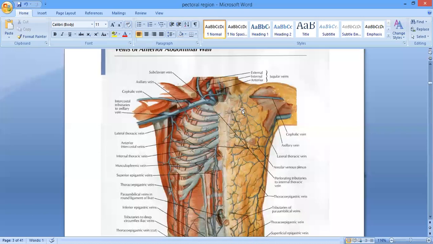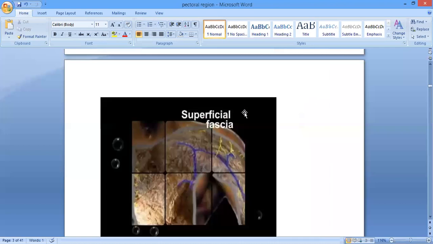Okay, so we have got the cutaneous nerves and the cutaneous vessels, and in this region we got another muscle that is called as a platysma, a superficial muscle. ठीक है, यहाँ पे एक superficial muscle है that is called as a platysma. Okay, just show you.